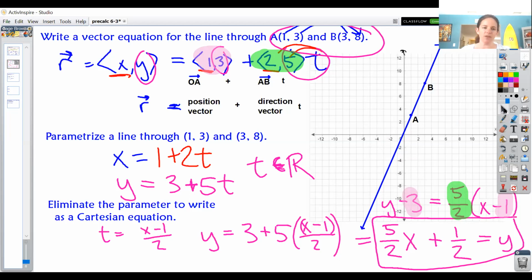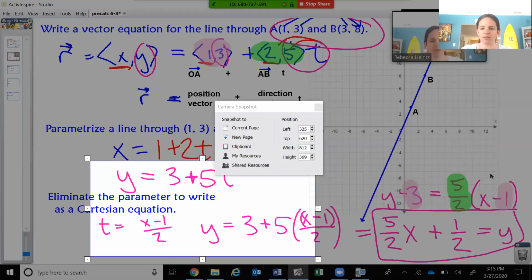Okay, so we've written a vector equation, we've parametrized the line, and we eliminated the parameter. Obviously, if I check the point slope form and I check the eliminated parameter, those should be the same equation, and that's a good way that you can check to see if you did it right. However, sometimes we just want to parameterize the line segment. We don't want the full piece, we just want the little line segment.